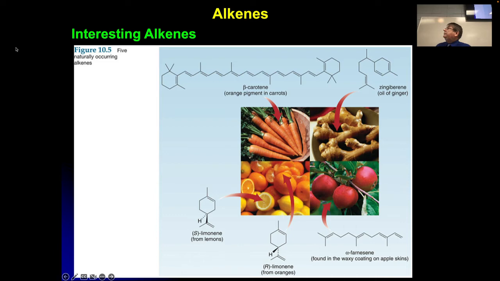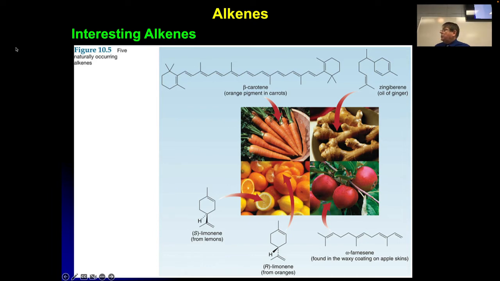This molecule, zingiberine, I guess. This is oil of ginger. So if you like ginger, you're eating this molecule, and it helps give it the flavor. How many alkenes do we have in this molecule? We have 3. Okay. Now, don't worry about S and R yet. We'll learn about that, I think, in chapter 6.